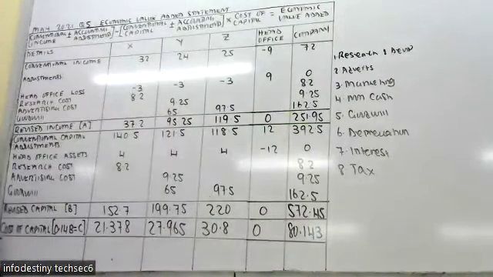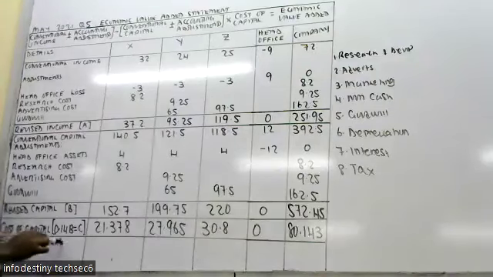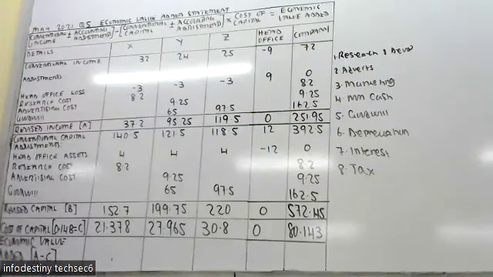Then we have economic value added. Economic value added, it will be given as A minus C. So E 37, to E 21.